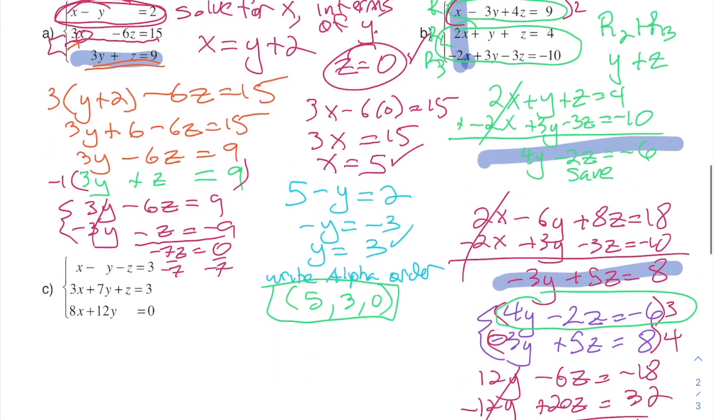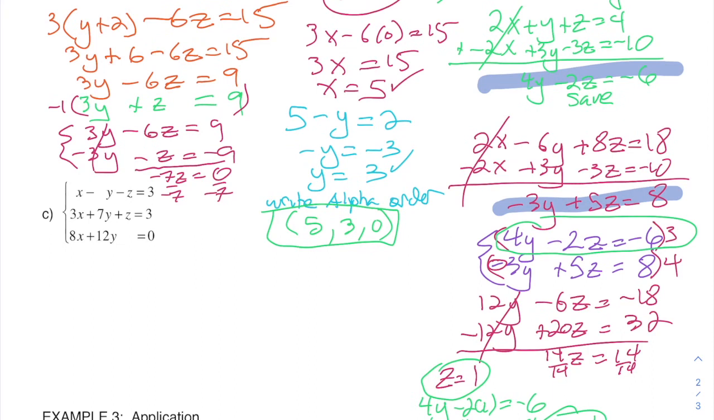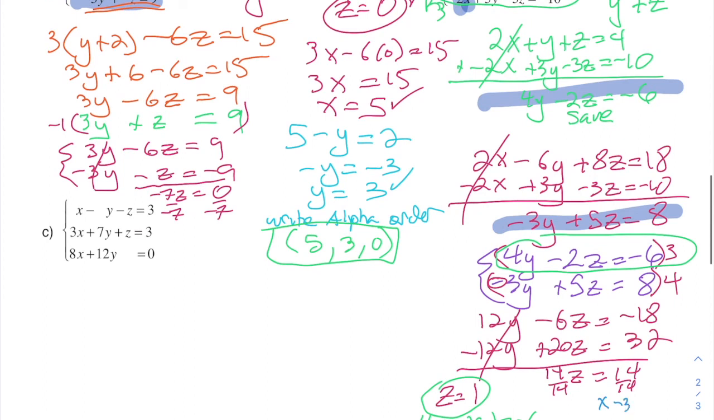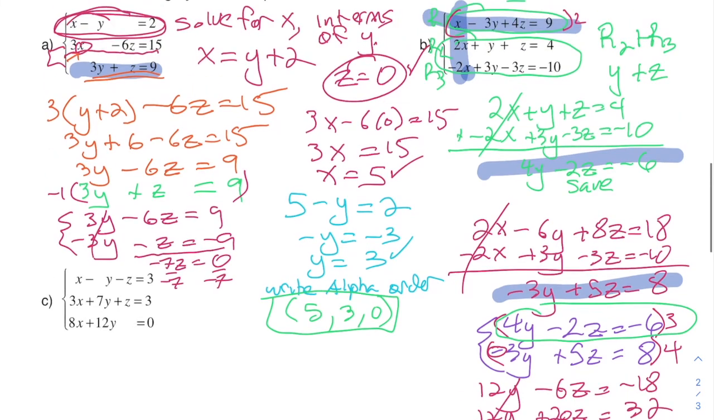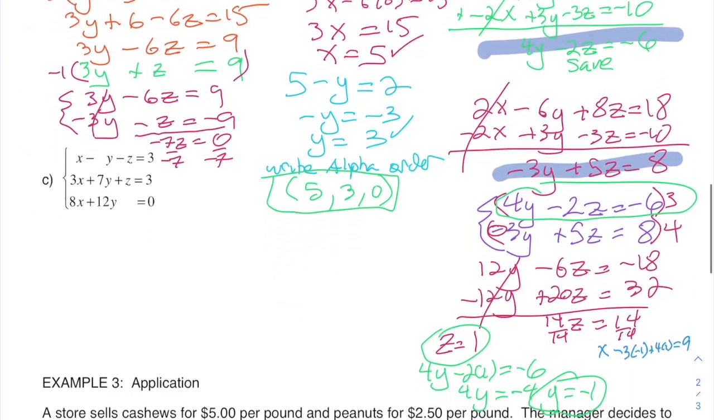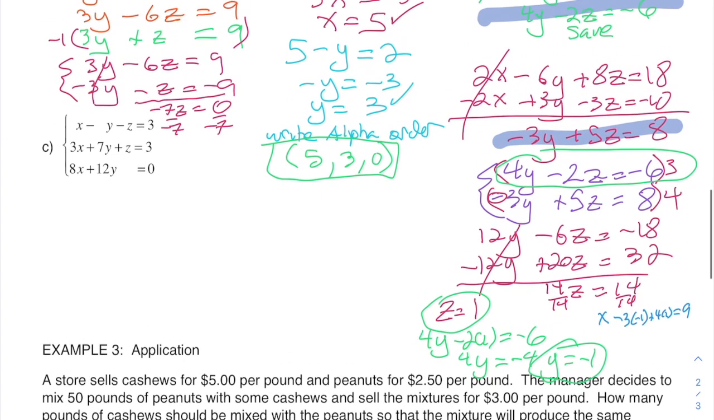And if I put it into this top equation here, because x is already 1x, which is easier to work with, so this is going to be x minus 3 times negative 1 plus 4 times 1 equals 9. And now I have x plus 3 plus 4. So that's x plus 7 equals 9. X is equal to 2.